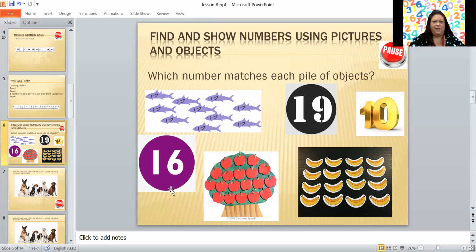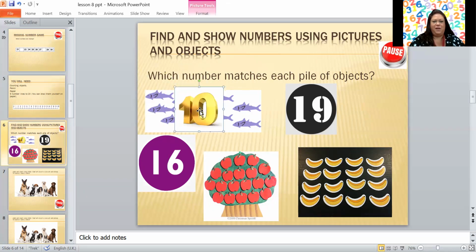Hello, so did you do it? Did you work it out? So how many fish have we got? 1, 2, 3, 4, 5, 6, 7, 8, 9, 10. Who remembered there were 10 fish in that pile from yesterday? Yeah, well done. So which of these numbers is the number 10? The purple background, the black background, or the golden one? Yeah, it's that golden one.